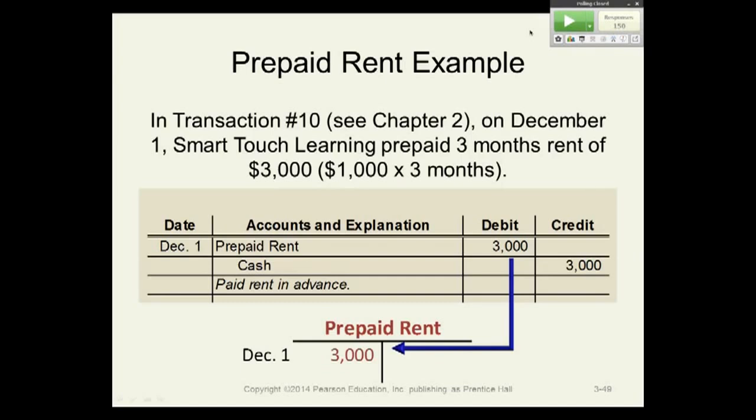At the end of December, how much of the asset remains? If this is the beginning balance, I'll put a T account up in a second, and if they used up 1,000, that means at the end there's a balance of what? 2,000. So the asset goes from 3,000 on the unadjusted trial balance to 2,000 on the adjusted trial balance when we get there. So the first thing is you have to make sure somehow, some way, you get a picture in your mind visually as to time periods and as they get cut off.